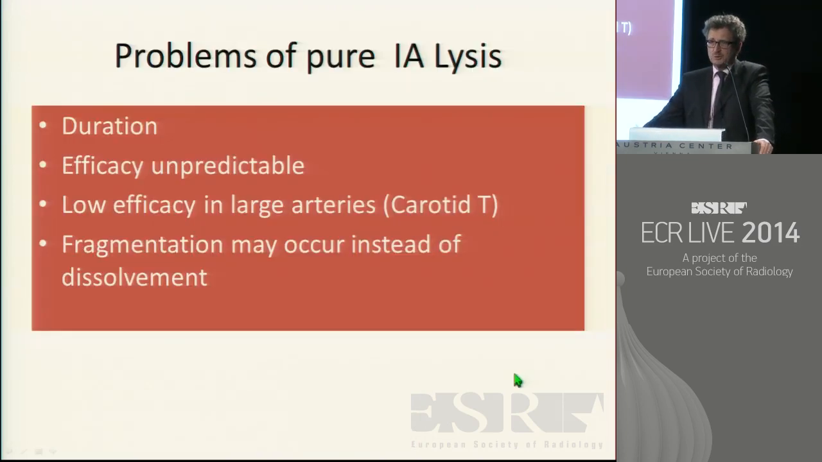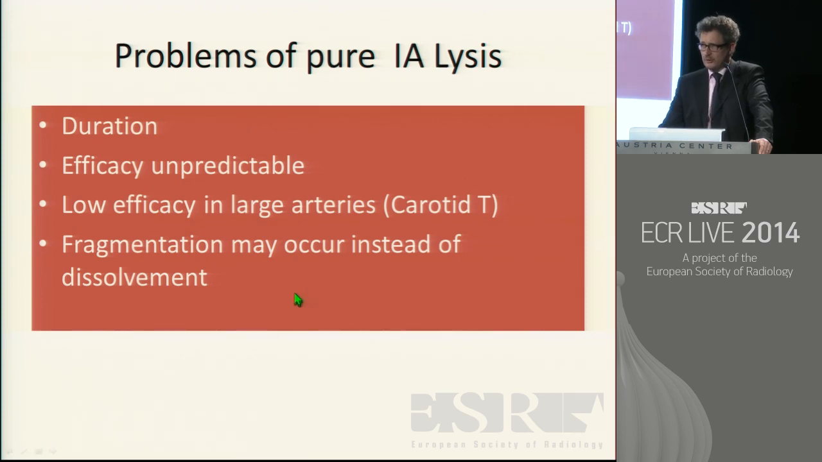The problem of the pure intra-arterial thrombolysis by rtPA is it takes some time. The efficacy is usually unpredictable because we don't know where the thrombus is from. Does it come from the carotid artery? Does it come from the heart? Is it soft? Is it organized? So this is difficult for thrombolysis. And if an artery is large, the efficacy is diminished. This is especially true for the carotid T. So thrombolysis in the carotid T is not as effective as in the middle cerebral artery.